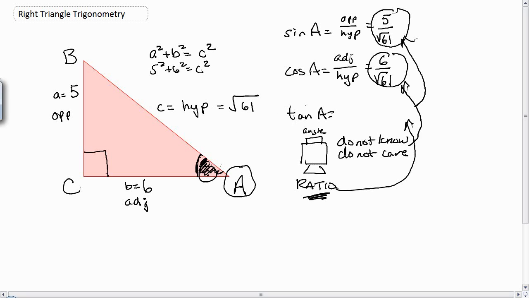Finally, tangent of A is opposite over adjacent. Again, look at my triangle. I have 5. I have 6. Boom, done. Don't need anything more than that.